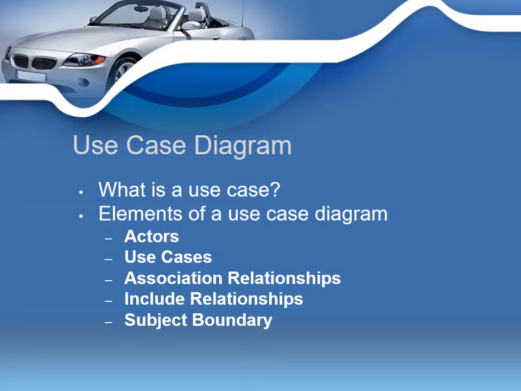The typical elements of a use case diagram are actors, represented by stick figures or rectangles; use cases, represented by an oval; association relationships, represented by a solid line linking an actor to a use case; an include relationship, represented by an arrow with a dashed line from one use case to another; and a subject boundary, which represents the scope of the system, and inside that large rectangle, we see the use case ovals.